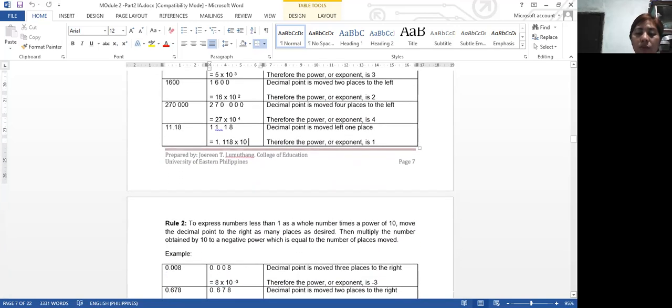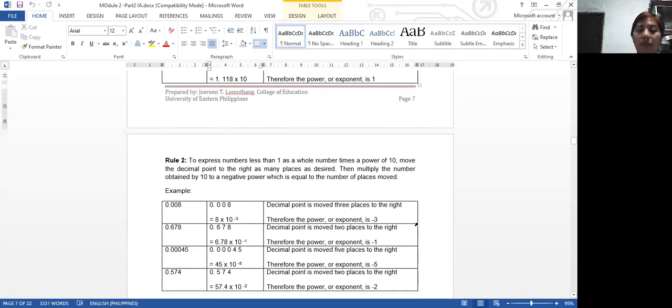So rule 2, to express numbers less than 1 as a whole number times a power of 10, move the decimal point to the right. So in rule 1, it is a whole number, so we just have to move the places to the left. But this time, we are going to move the decimal point to the right, as many places as desired. Then multiply the number obtained by 10 to a negative power, which is equal to the number of places moved.